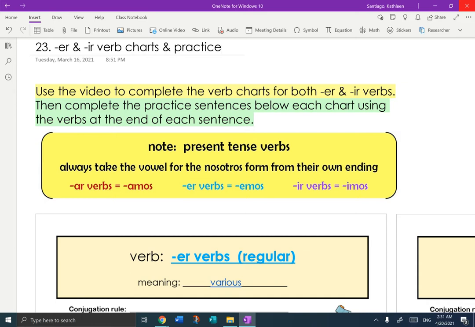Let's read this yellow note. Please note the present tense verbs always take the vowel for the nosotros form from their own ending. In other words, AR verbs are AMOS, ER verbs are EMOS, and IR verbs are IMOS. We'll keep that in mind as we work today. Let's start with the ER verbs.